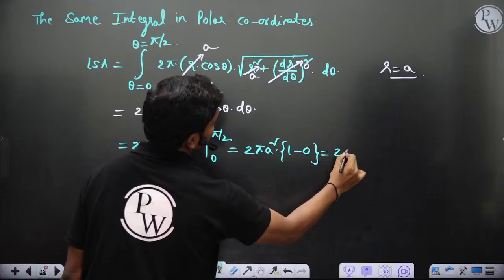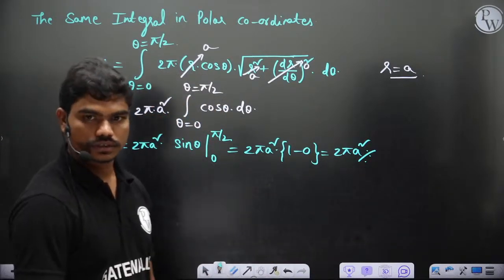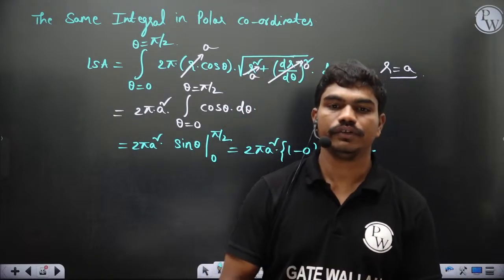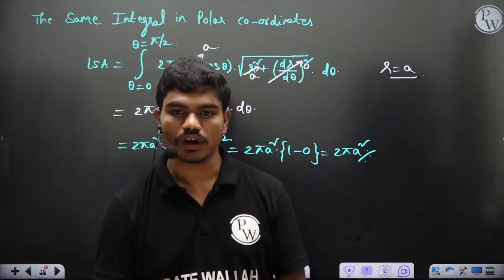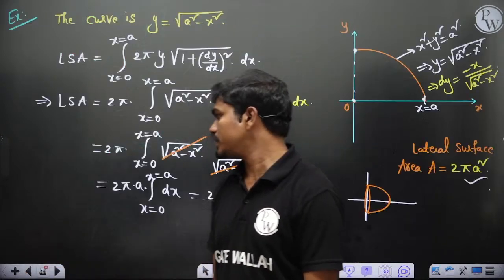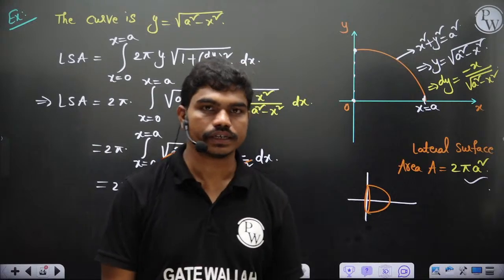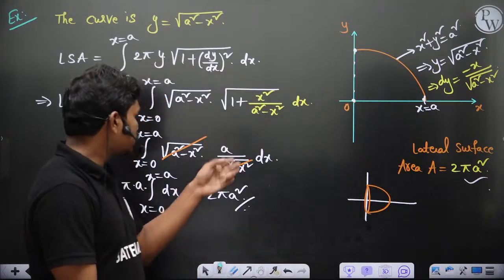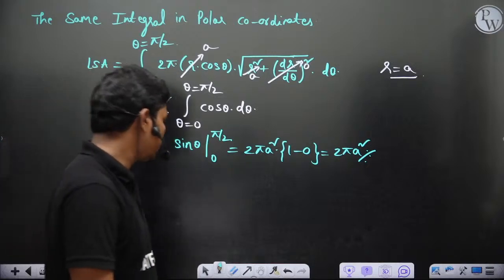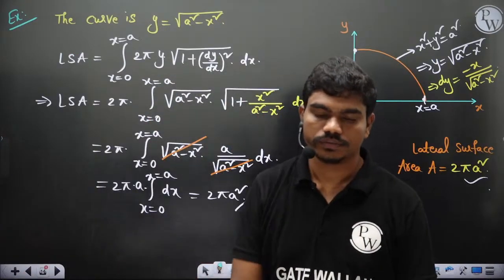So 2 pi a square would be the area of the surface of this sphere. If you can identify the solid, then you can apply the standard formulas as a trick, but in general this is the way you calculate the areas. Okay, got it? This is in Cartesian, and of course this is in polar. It's just a coordinate conversion, nothing big deal actually, but I hope this is clear to all of you.